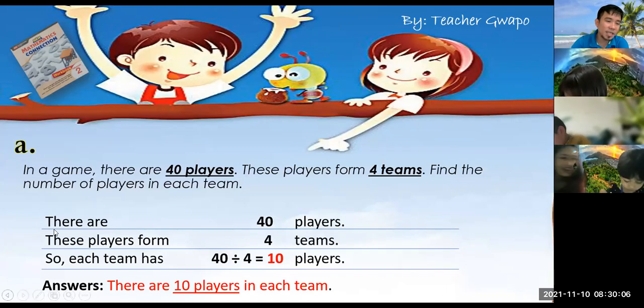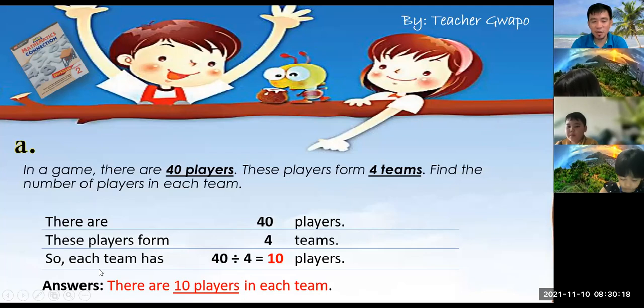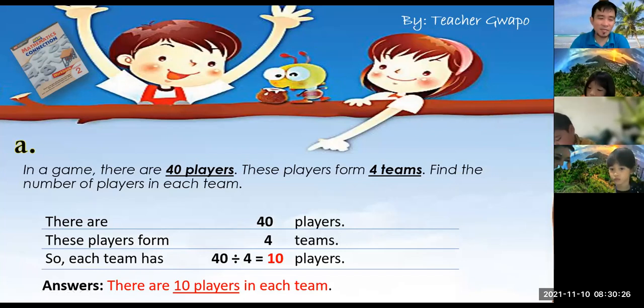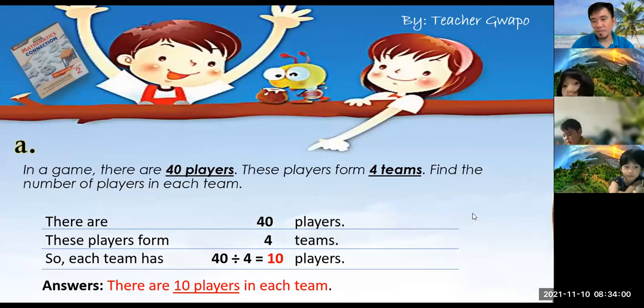So in the first line, you will write this one, there are 40 players. Second line, you will write here, these players form 4 teams, as you can see in the sentence. So if we divide, each team has 40 divided by 4 is equal to 10 players. So the answer here, there are 10 players in each team.